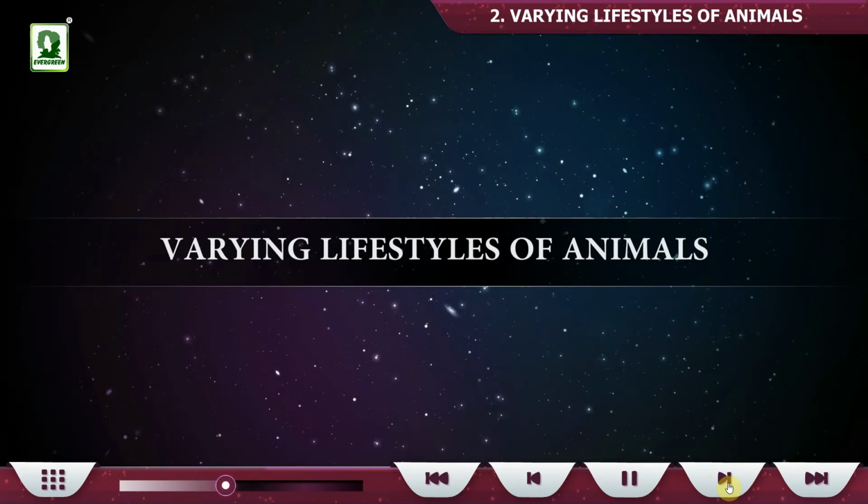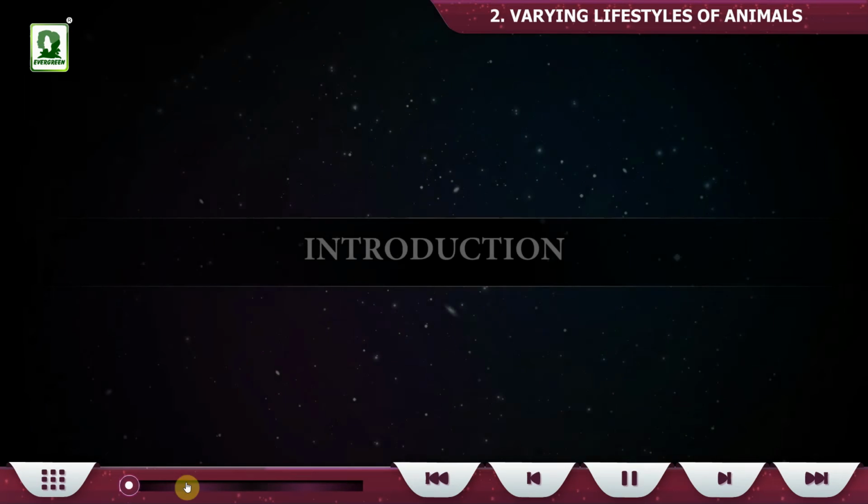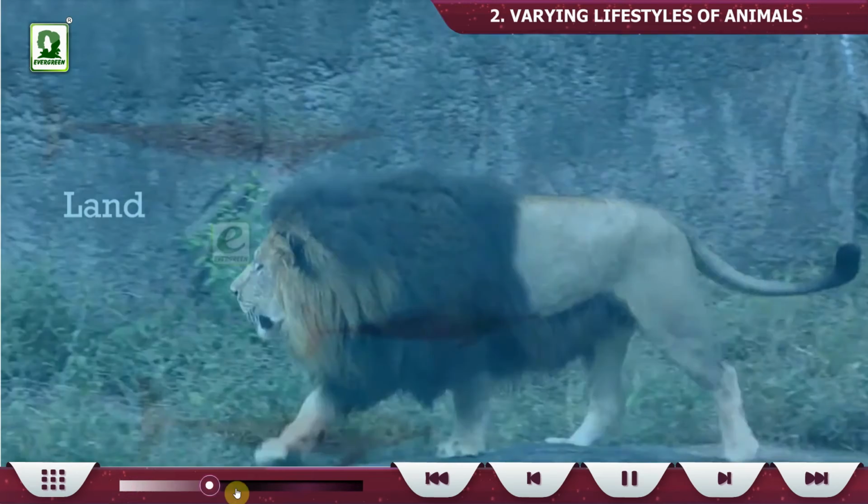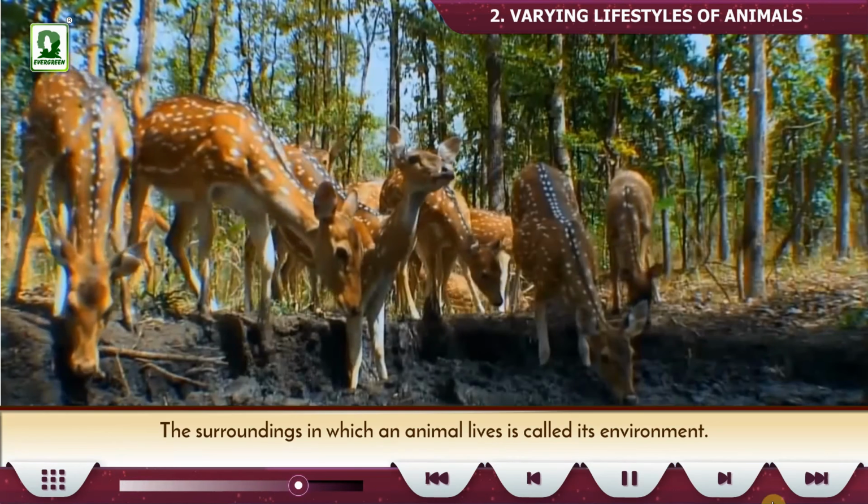Varying lifestyles of animals. Introduction. The surroundings in which an animal lives.